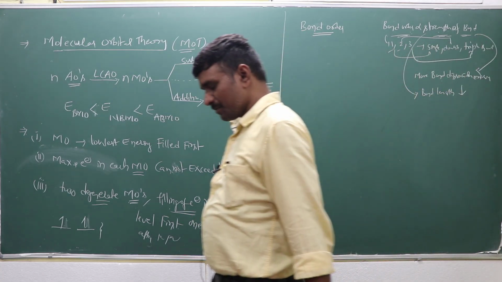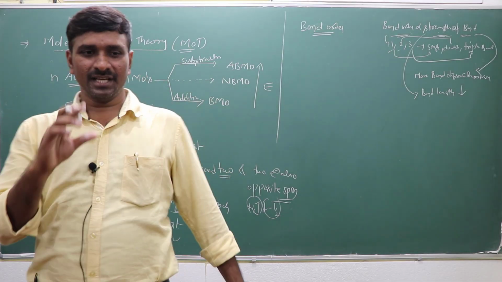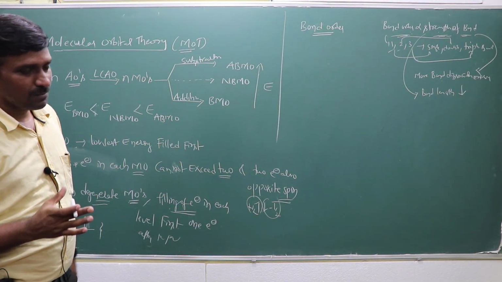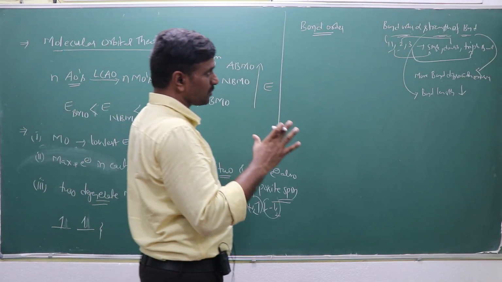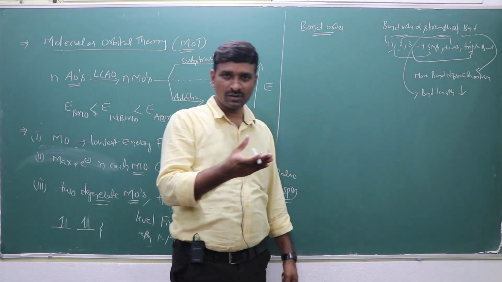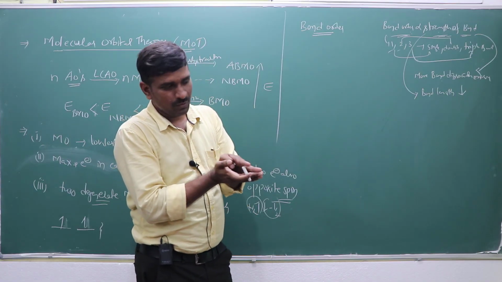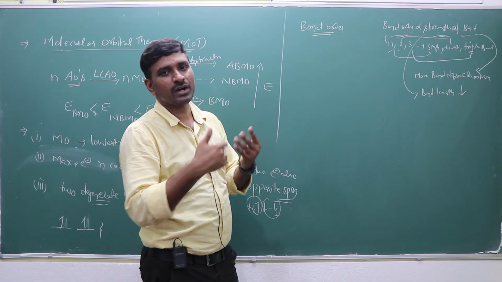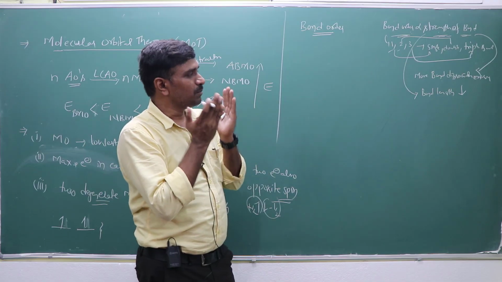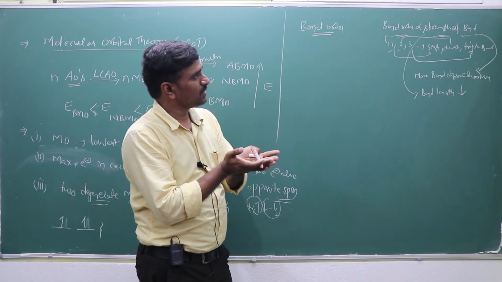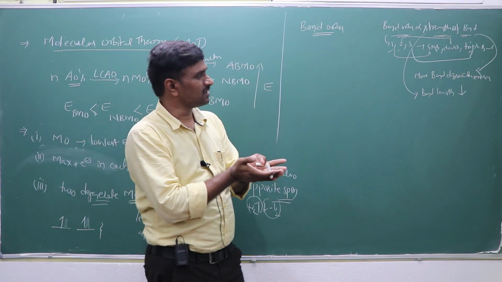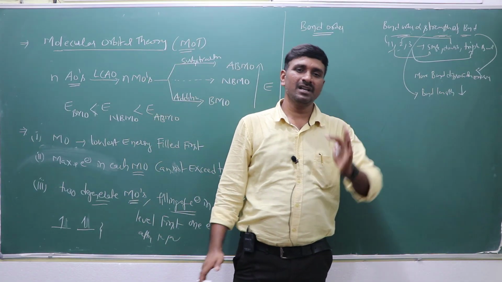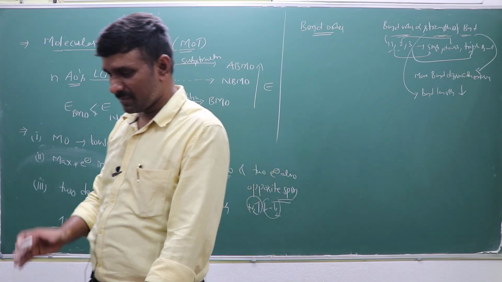That means bond order is related with the strength of the bond. It is directly proportional: more bond order, more strength of the bond. When bond strength is more, to cleave the bonds more energy is required. So bond dissociation energy is also more for a stronger bond, or when bond order is more. Then bond length will be less.